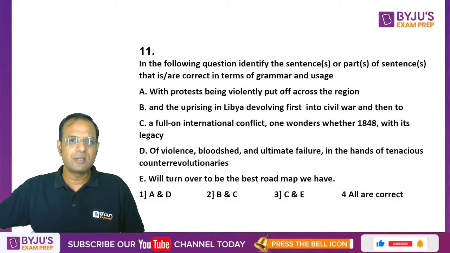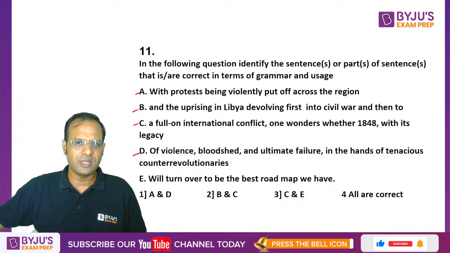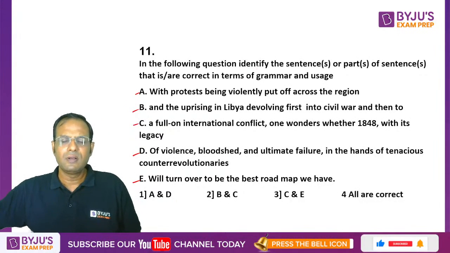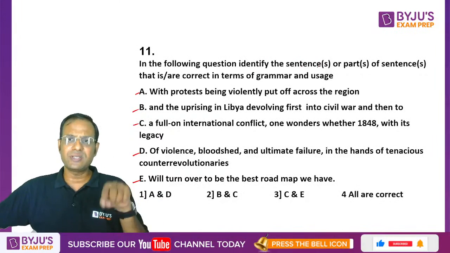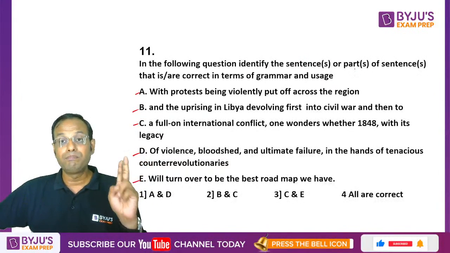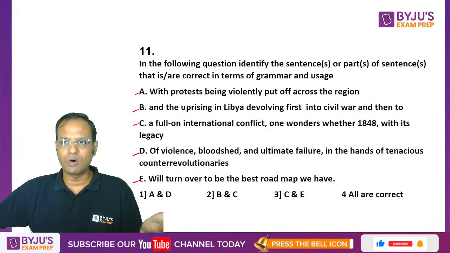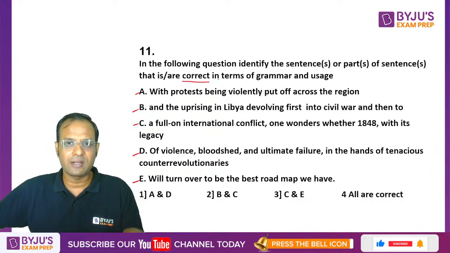The question is, in the following question, this question has 5 parts: A, B, C, D, E. It says, identify the sentence or sentences. It can be one sentence, it can be two sentences. There can be one part or many parts of the sentence or sentences that are correct in terms of grammar and usage.